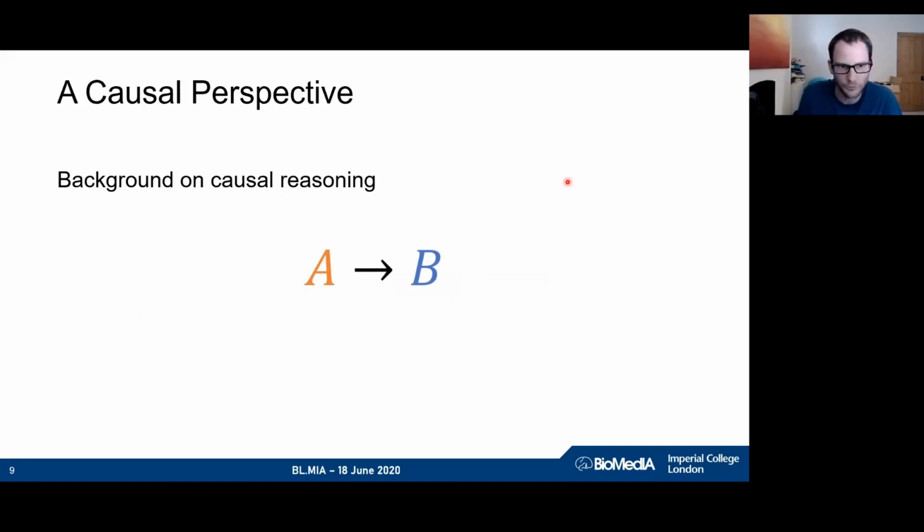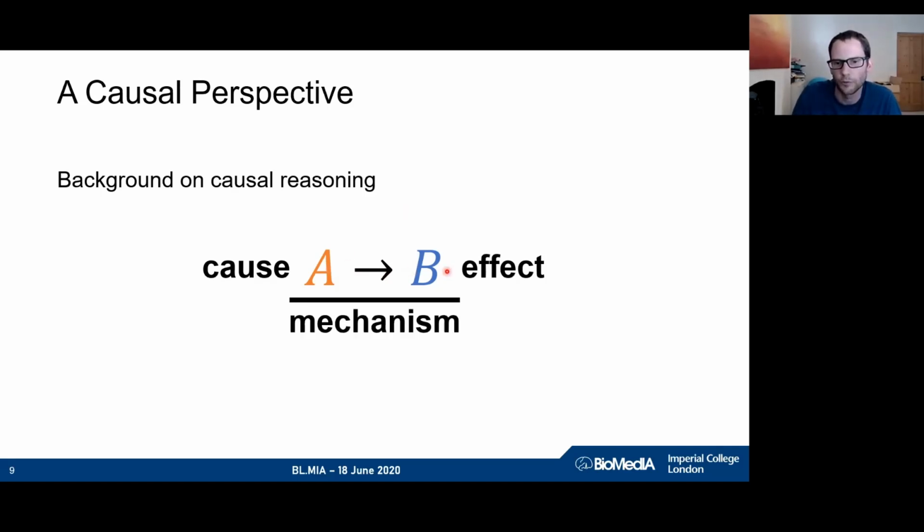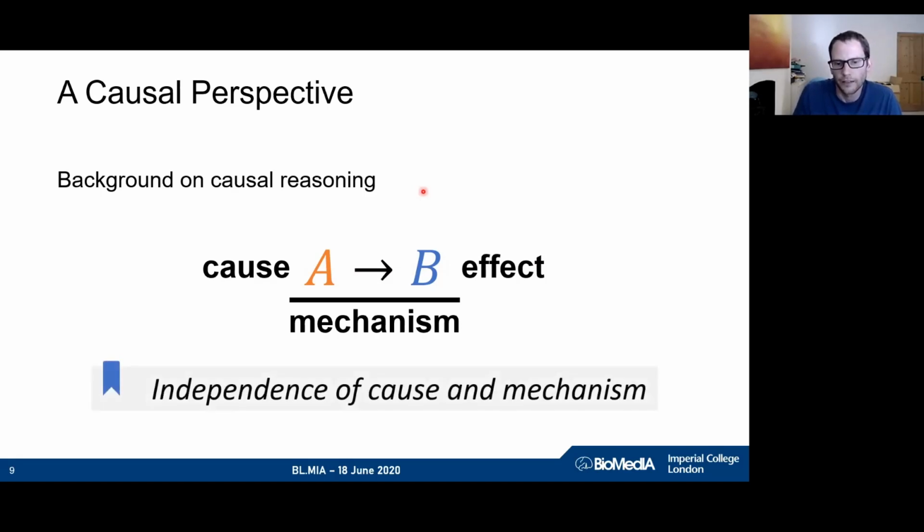So here, a very brief background on causal reasoning. Very simple scenario. We have a cause A and an effect B. And this is already a causal diagram, right? If you draw this directed arrow here, it means that there is a mechanism that goes from A to B. So if you have a cause, there will be an effect, and this is what we call a mechanism. And there's a big assumption. There's this principle of independence of cause and mechanism, and we'll go back to this, which basically states that the distribution of your causes is independent of the mechanism. So the mechanism alone exists.